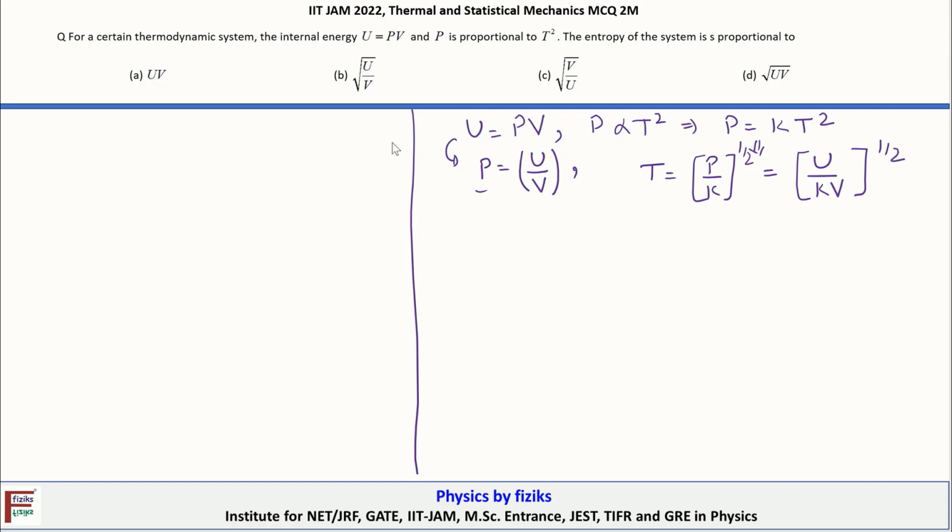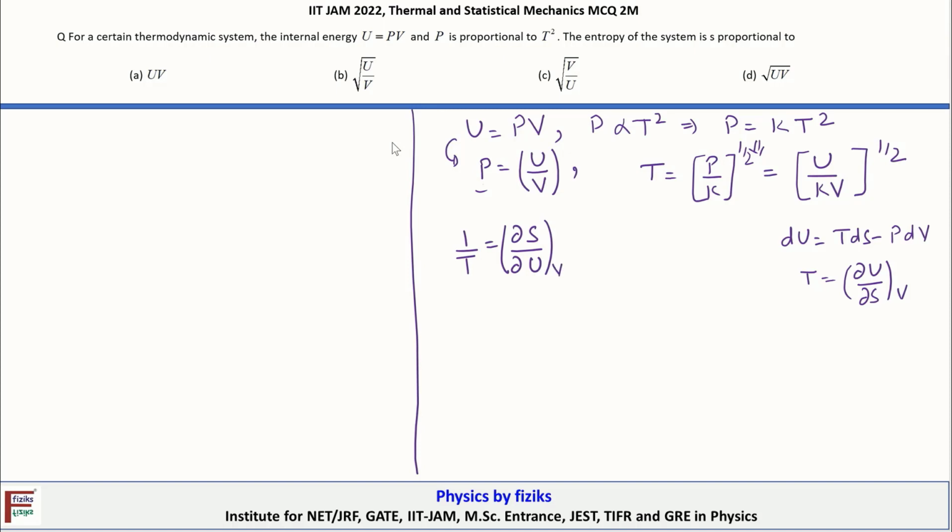Now, by making use of the relation 1 by T is equal to dS by dE, or dS by dU, you can say. This equation we basically got from the first law, which says that dU is equal to TdS minus PdV. So from here, T is equal to dU by dS keeping volume constant, and when you invert this, 1 by T is equal to dS by dU at constant volume.